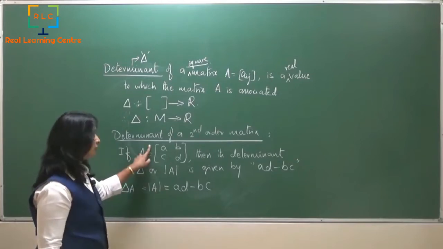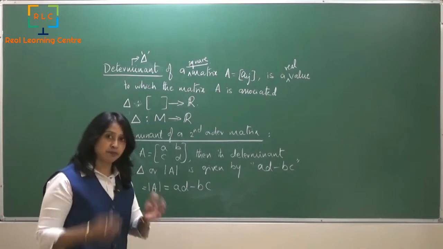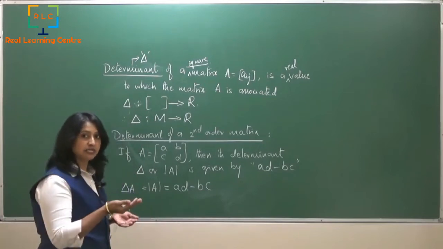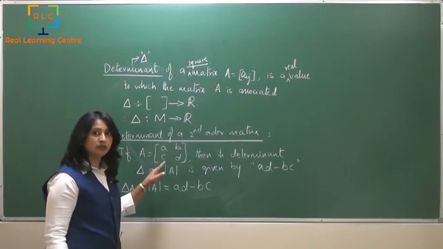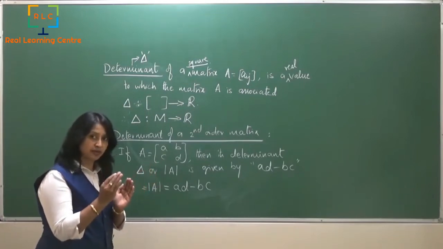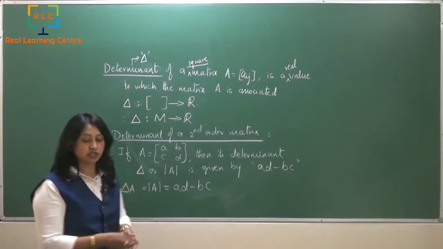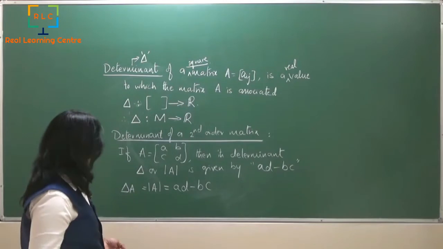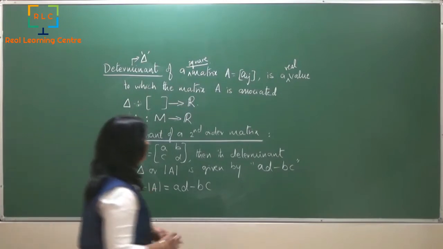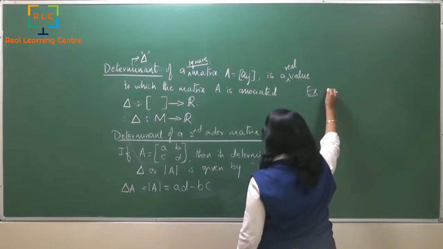Not only for second order, we can also take out the determinant for a third order matrix. But basically the very basic determinant value is always for the second order. Every time we reduce to a second order matrix to find the determinant, even in a third order matrix. Before that, let me give you an example, and I am giving only one example.